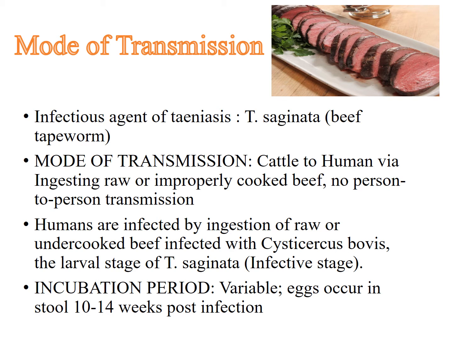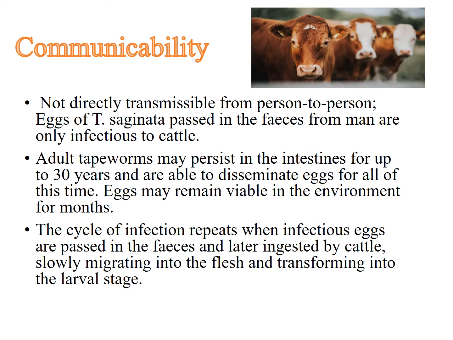The incubation period is variable. Eggs occur in stool 10 to 14 weeks post-infection. About this post-infection, we will also discuss in the life cycle. Communicability. Taenia saginata is not directly transmittable from person to person. Eggs of Taenia saginata passed in the feces from humans are only infectious to cattle.